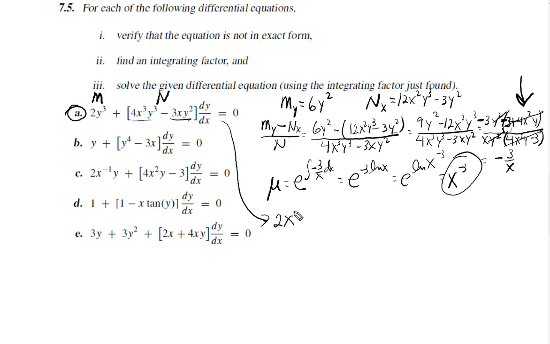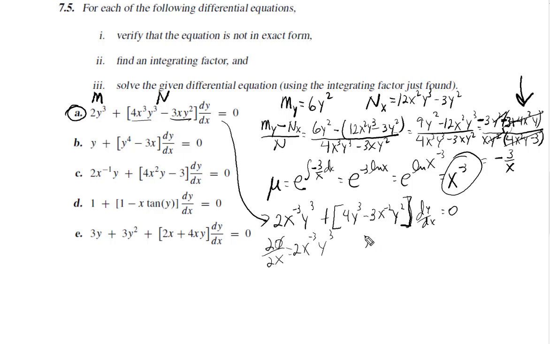So this would be 2x to the -3 y cubed, and this would be a 4, the x cubed and x to the -3 will disappear, y cubed, and this x would come out to be -2, and so this is our partial of phi with respect to x, and this is our partial of phi with respect to y.